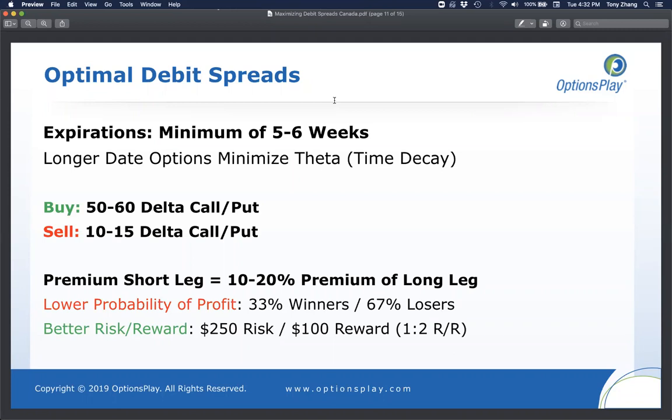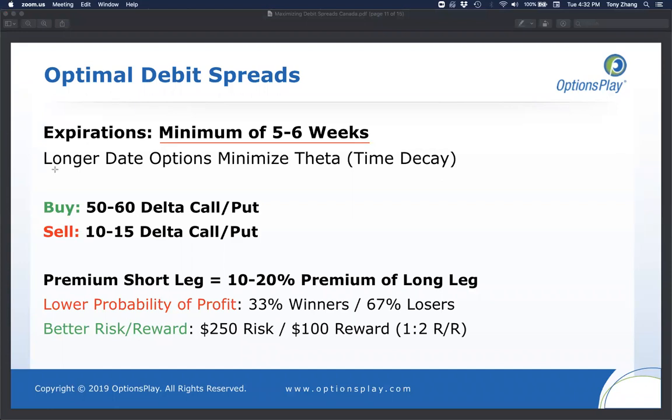But let's talk some real examples here. When you're talking about options, you always have to think about what expiration date, what strike price. So we back-tested the debit spread strategy across a lot of different types of expiration dates, a lot of different strike prices. And what we found is that the optimal debit spread is you generally want to pick expirations that have a minimum of 5 to 6 weeks from expiration.